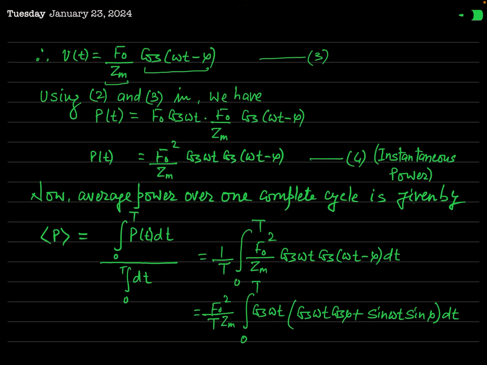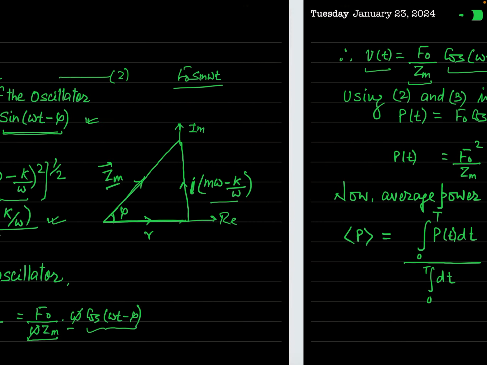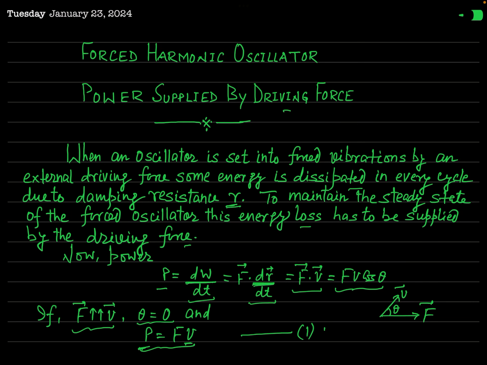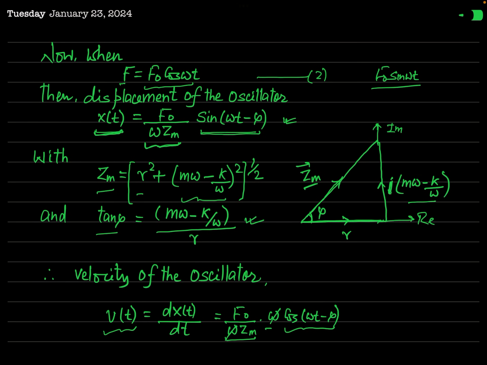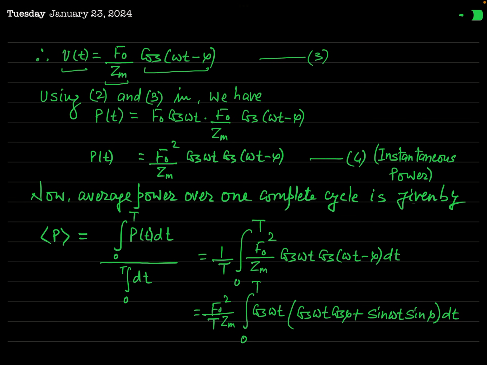Now you know the expression for the applied driving force, which is f equal to f naught cos omega t, and you have also found the expression for the instantaneous velocity of your oscillator. So now, substituting these values in this equation 1, you can find the instantaneous value of power supplied to the oscillator by the driving force. This is instantaneous power. It means this is the value of power at any moment t.